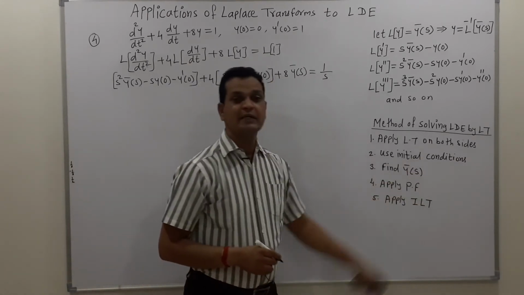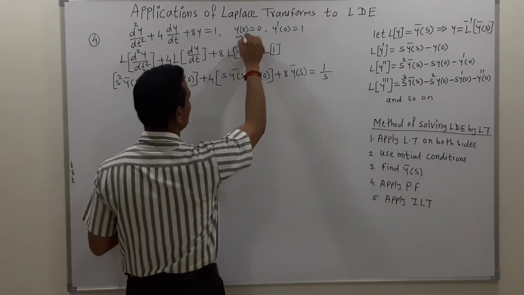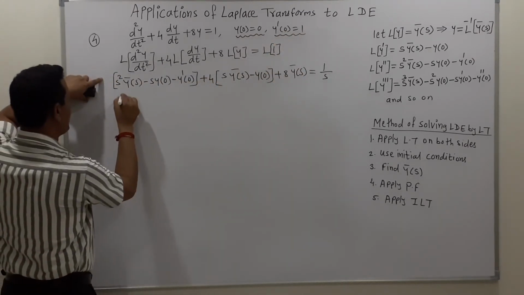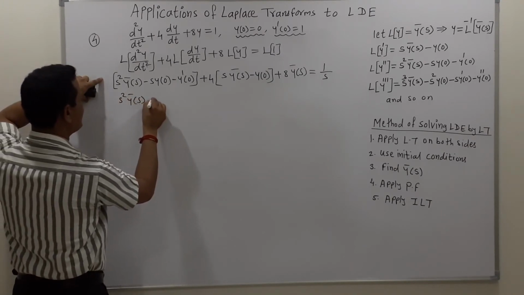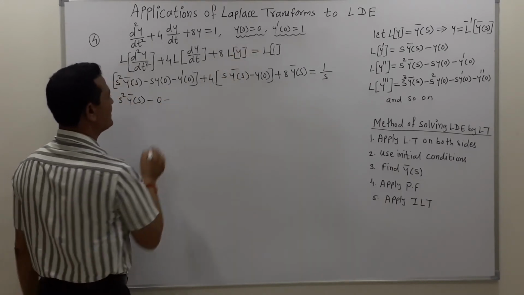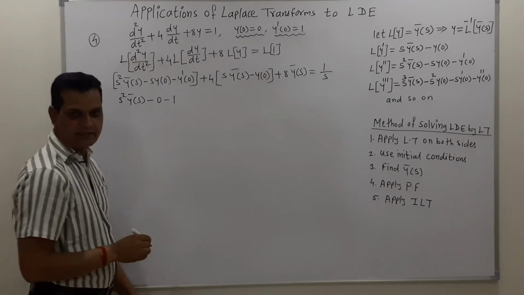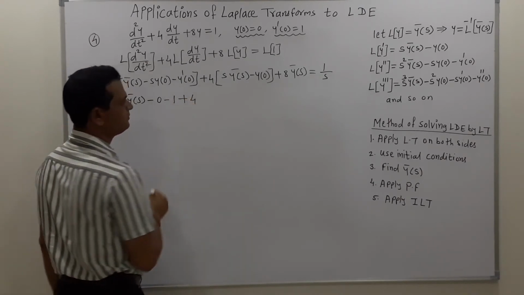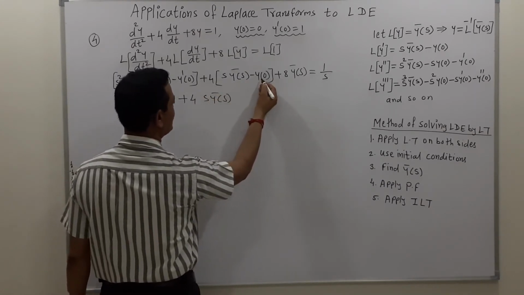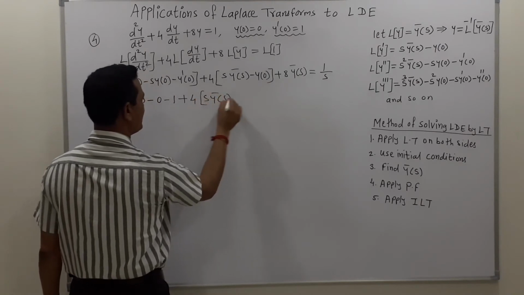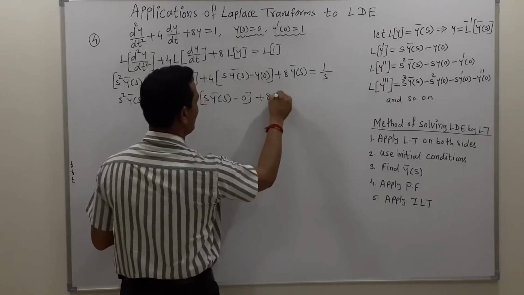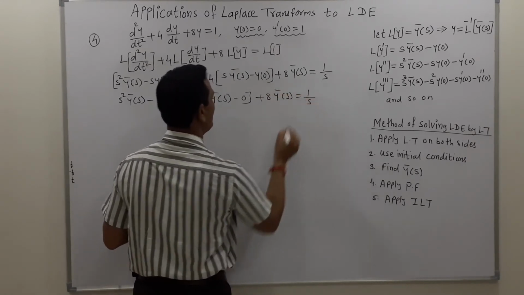Now the second step is to use the initial conditions. Here the initial conditions are y of 0 is 0 and y dash of 0 is 1. So we can write s square y bar of s minus, y of 0 is 0, so this term is 0, minus y dash of 0 which is 1, so we get 1. Then plus 4 into s into y bar of s, then y of 0 is 0, so this term is again 0, plus 8 times y bar of s is equal to 1 upon s.